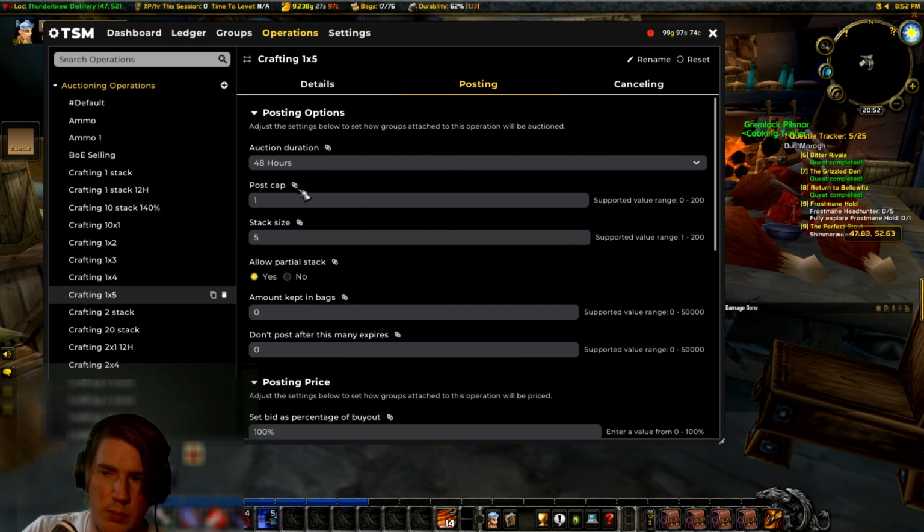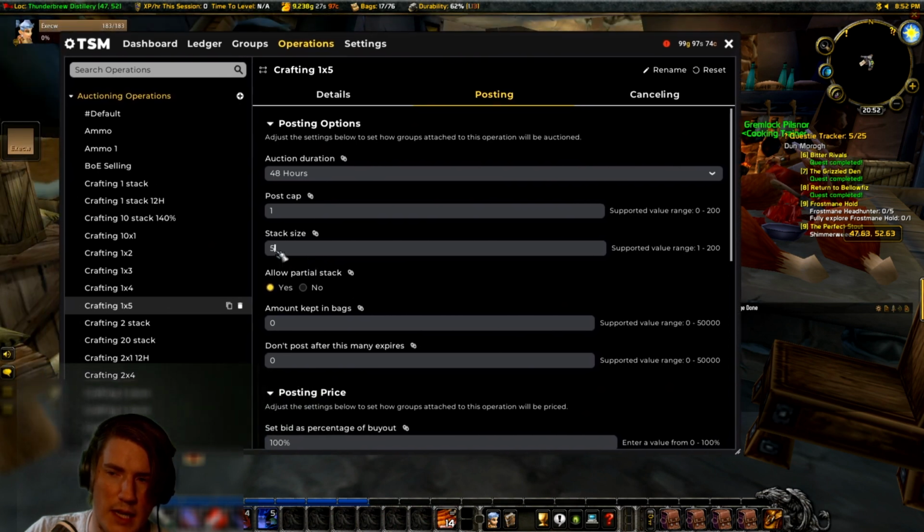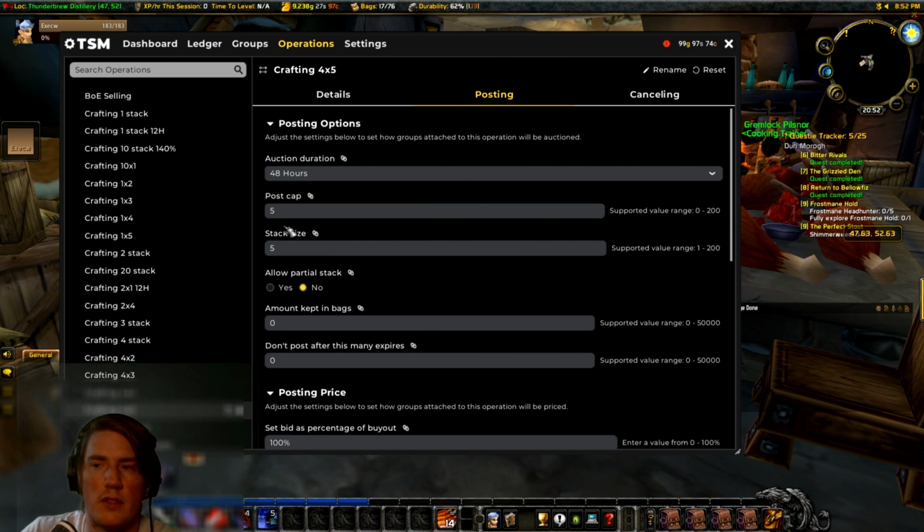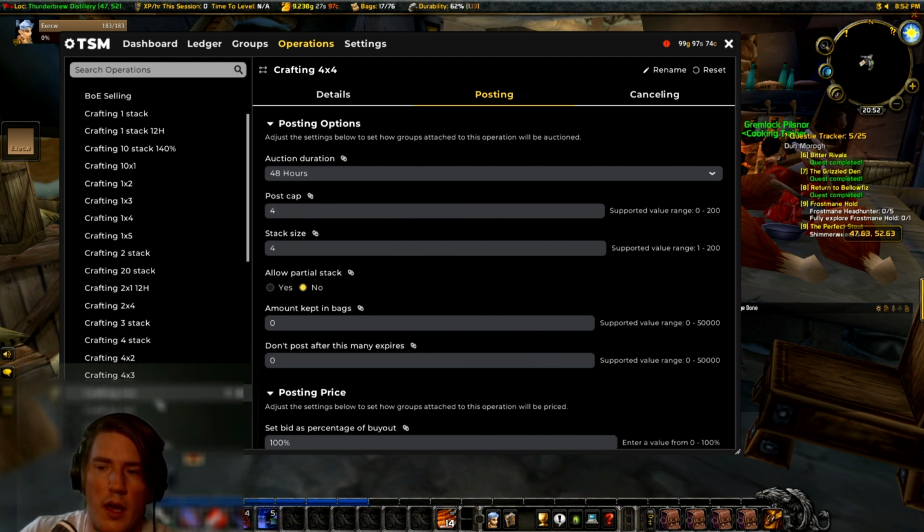It's these two settings: post cap, this is the number of auctions, and stack size, this is the stack size for each auction. So this is going to post one auction with 5 items in that stack. And then obviously if we go down to my crafting 4x5, this one actually, it says 4x5, but it posts 5. 4x4, this one posts 4 stacks of 4, etc.